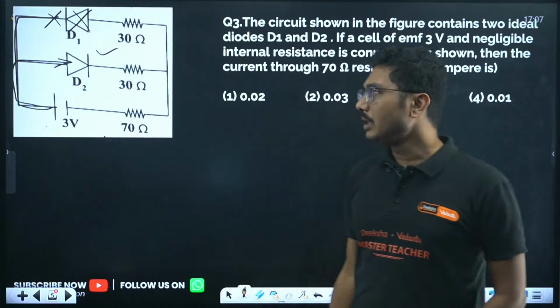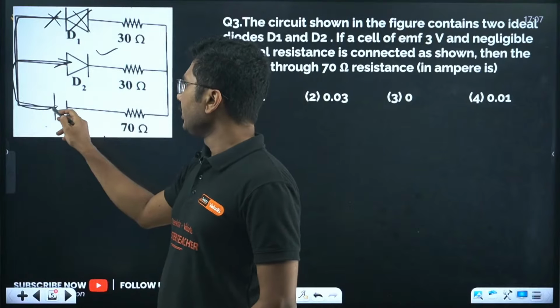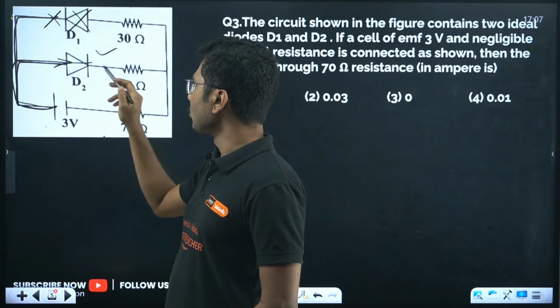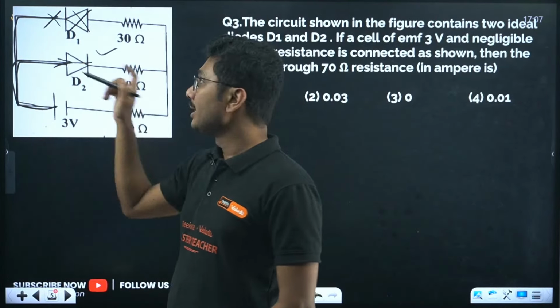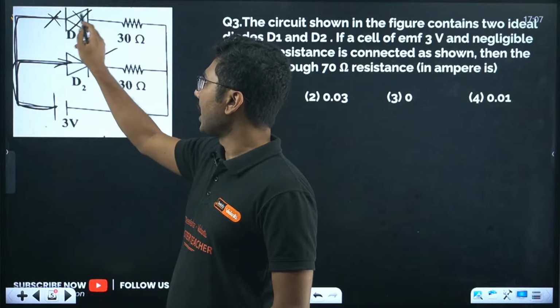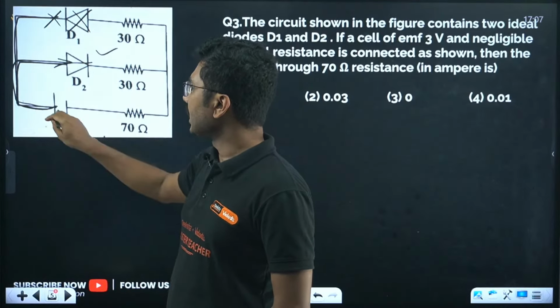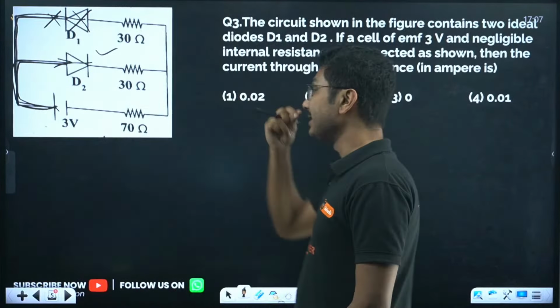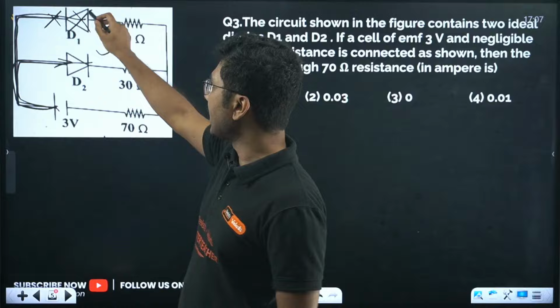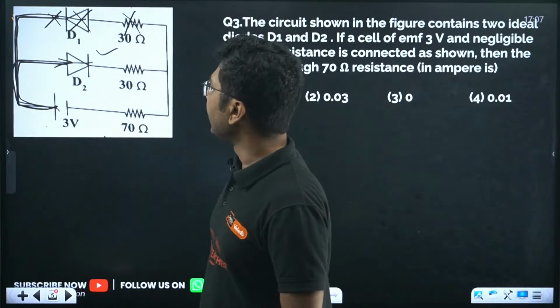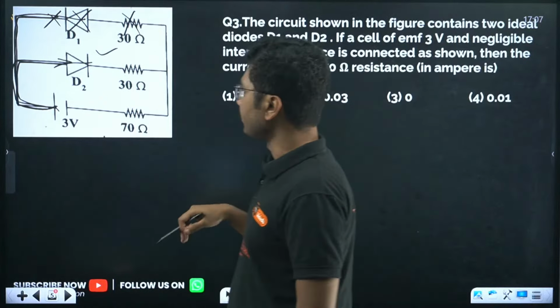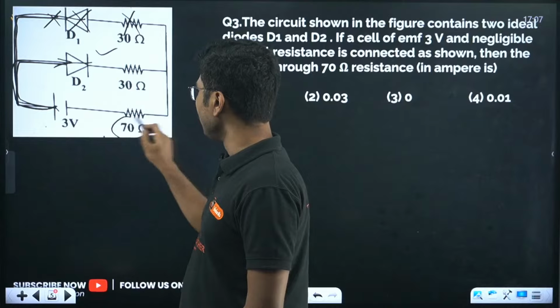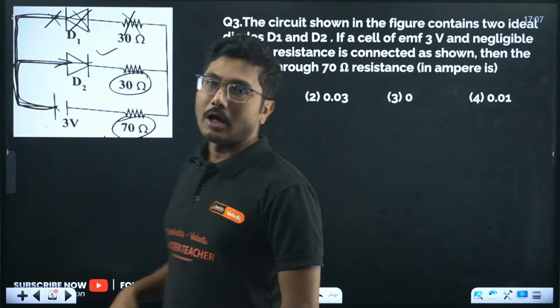Very simple. You start with positive. If you are going in the direction of arrow, then the diode is forward biased. If you are not going in the direction of arrow, the direction is on this side, but the current is trying to flow in this side, so the direction mismatches. That means no current will flow in this diode. So this resistance will remain cut off from the circuit. Only this 70 ohm and this 30 ohm matters.